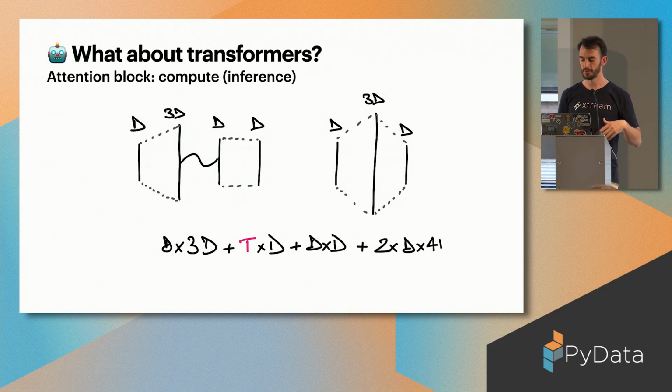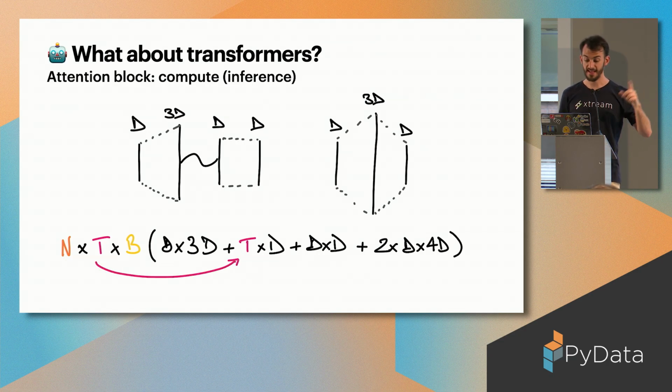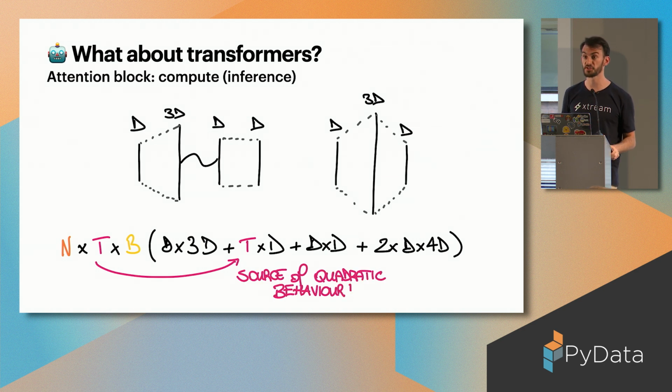There we go. Plus, of course, we multiply for any number of blocks that we have inside times the batch size. And finally, we have this T times T. When we develop this equation, we see that T times T becomes T squared. And this is where everybody says that the transformer is quadratic in terms of computation.